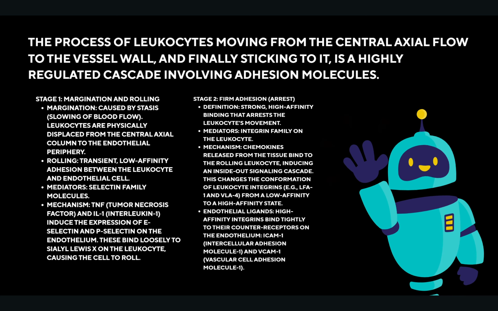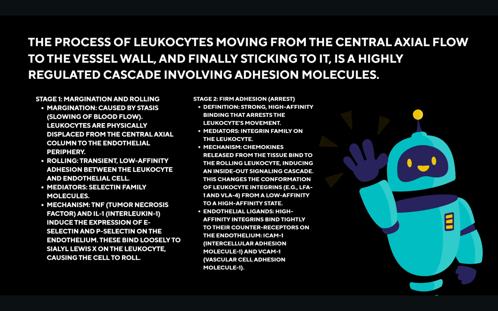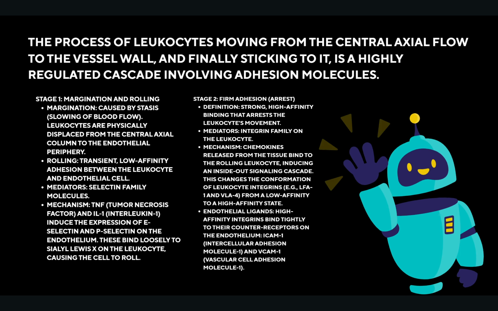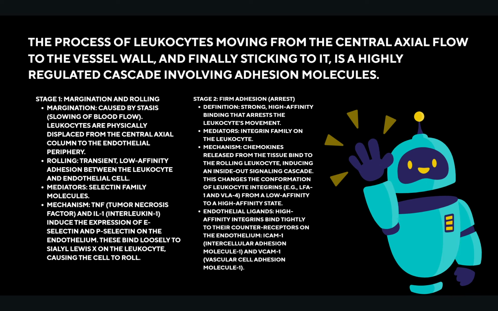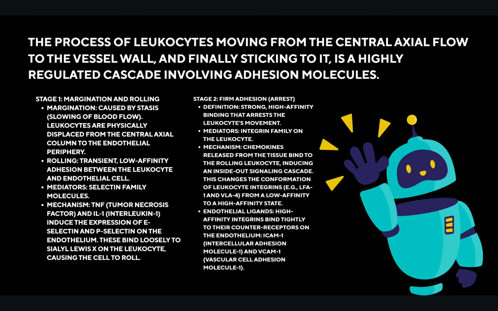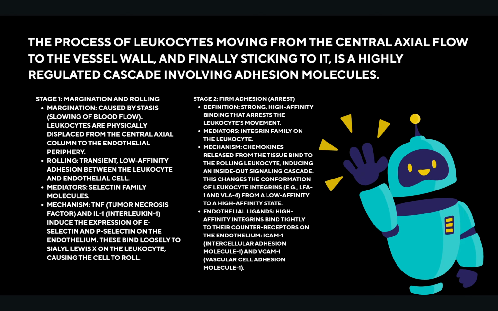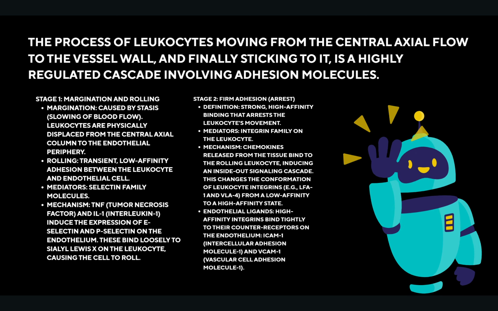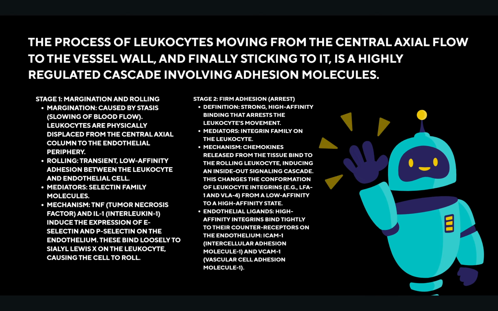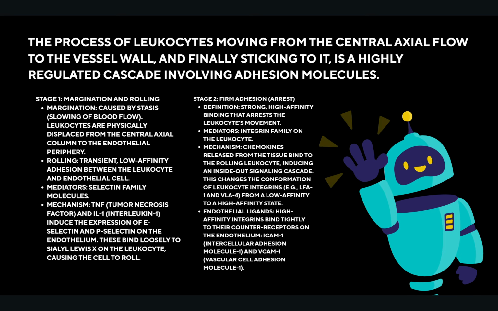We start with margination. Due to the stasis and fluid loss, the heavier leukocytes are physically pushed out of the central laminar flow and displaced towards the endothelial periphery. Once at the periphery, the process of rolling begins. So the mechanism over here is a low affinity transient binding mediated by the selectin family. So that plays a major role here.